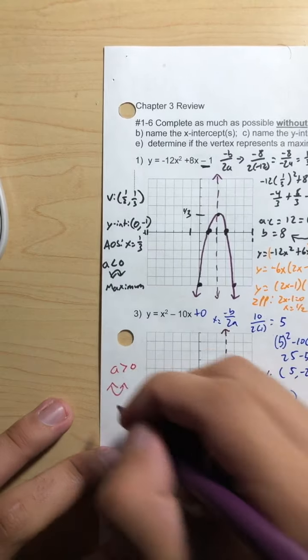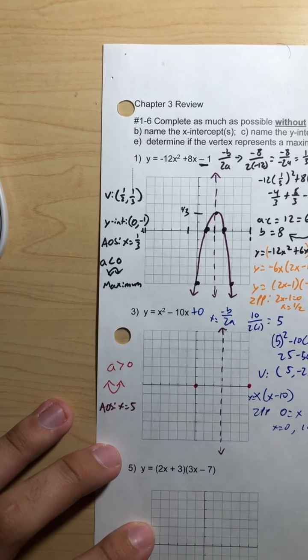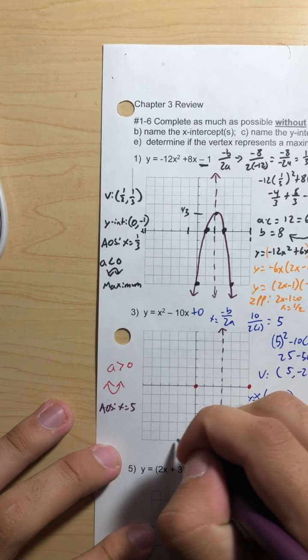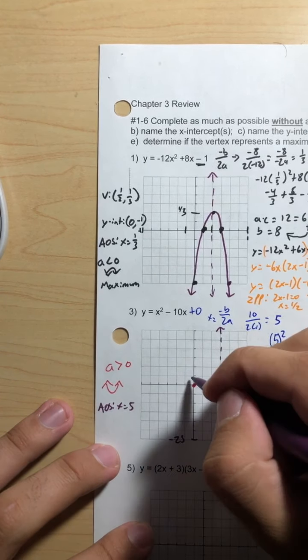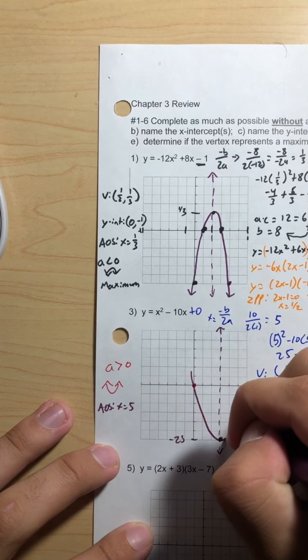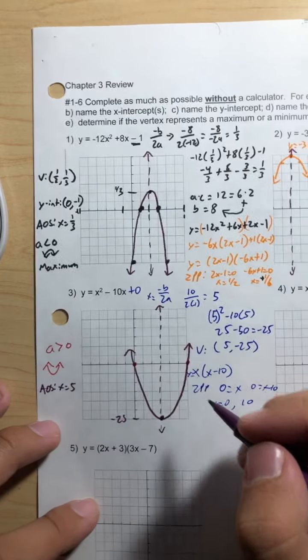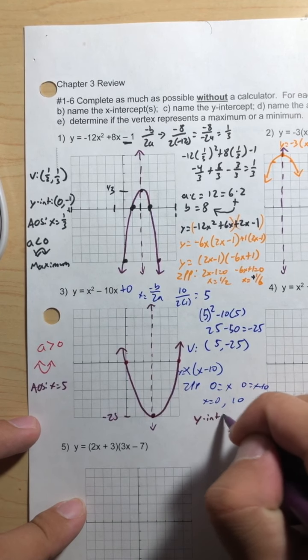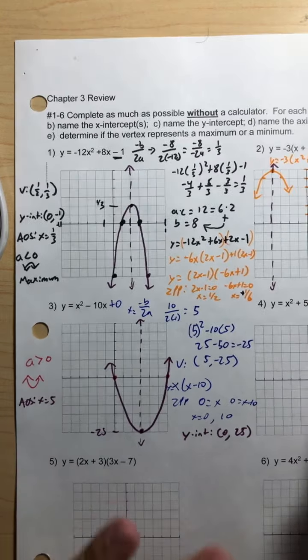Axis of symmetry is at x equals 5. And now I just got to go down to negative 25. I'll just say this is negative 25. Give me that point there, and I can go ahead and graph it up. And with this problem also, my y-intercept is 0, 25. So there we go.